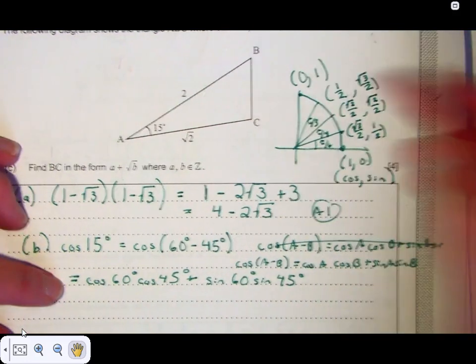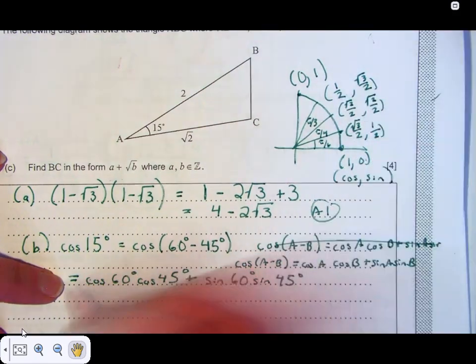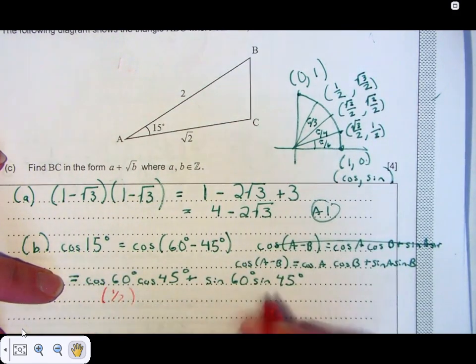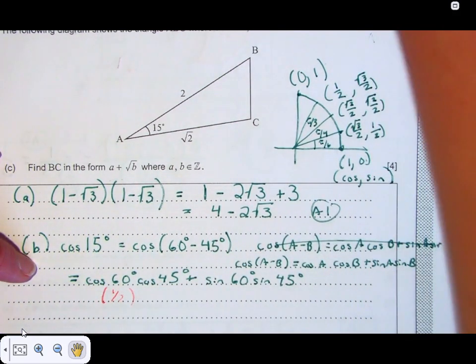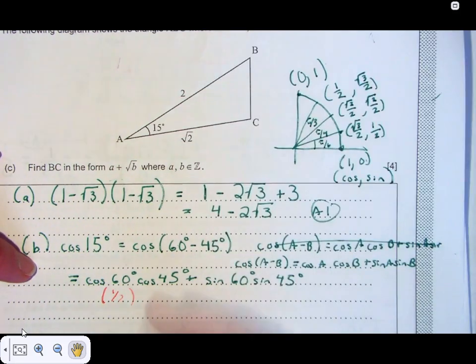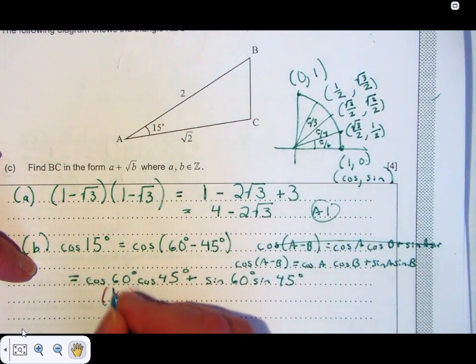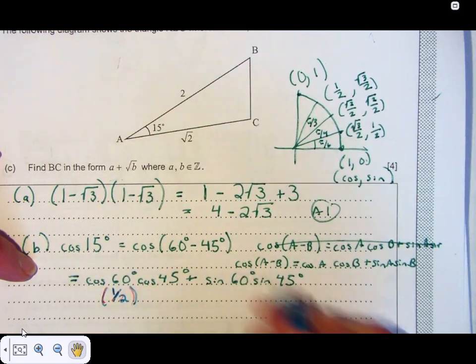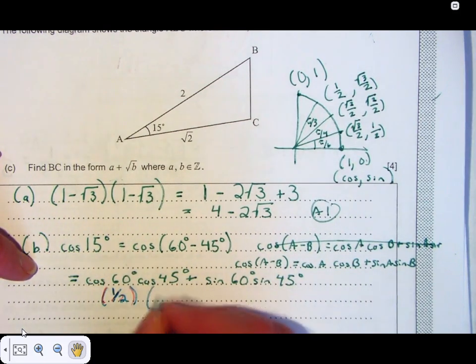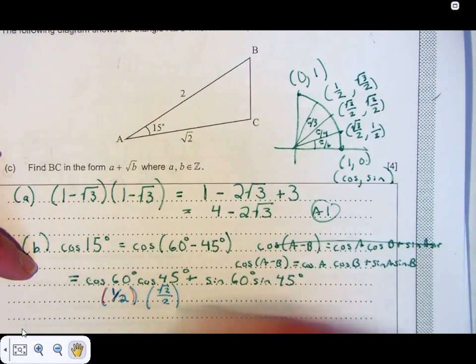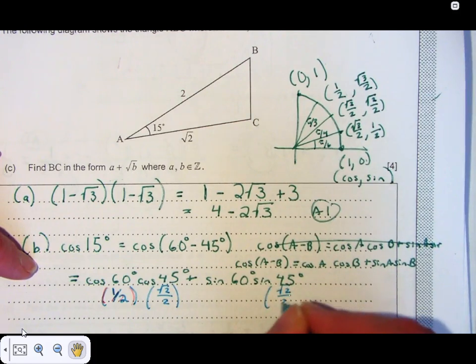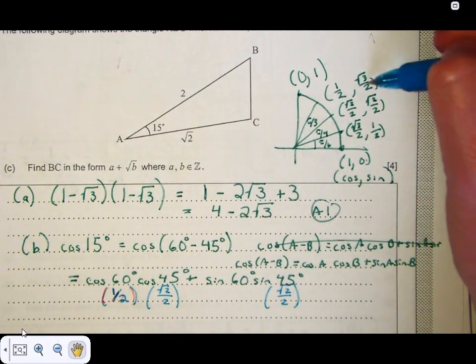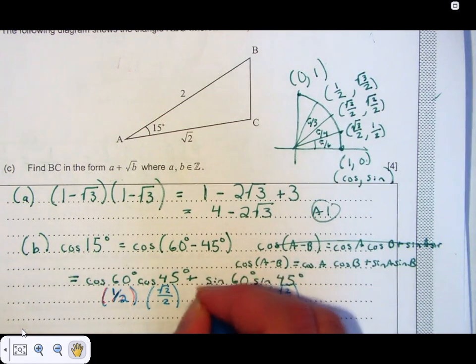So cosine of 60 is the same as pi over 3, so 1/2. And shoot, this pen doesn't work. And honestly, cosine and sine are always the same, so nobody usually gets those confused for 45. Okay, and sine of 60 would be the y value, so square root of 3 over 2.